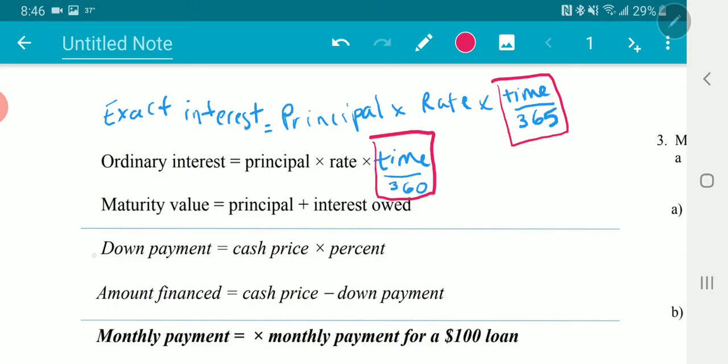Question number two is going to be using these two equations, determining your down payment, and then figuring out the amount financed. Again, you're just plugging into equations. You've got a percentage, so you know you've got to move your decimal point and then multiply.